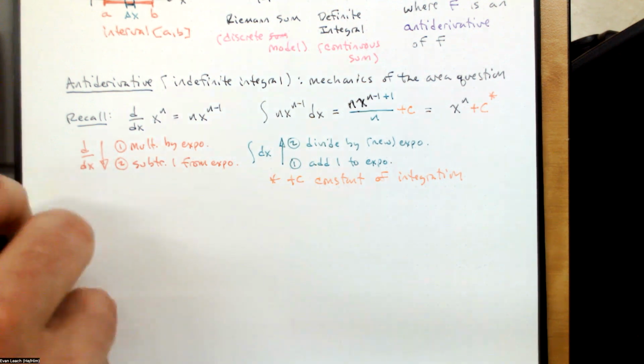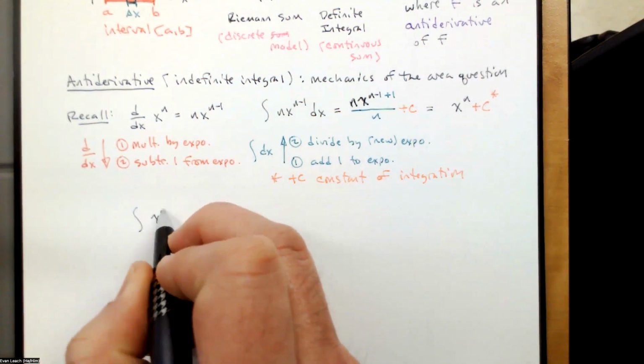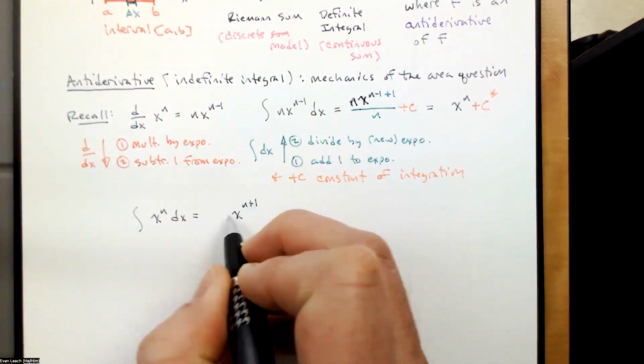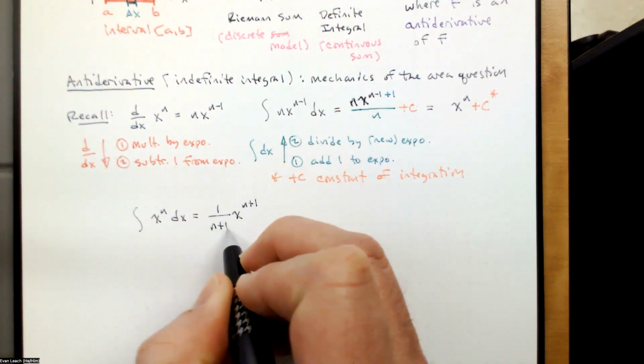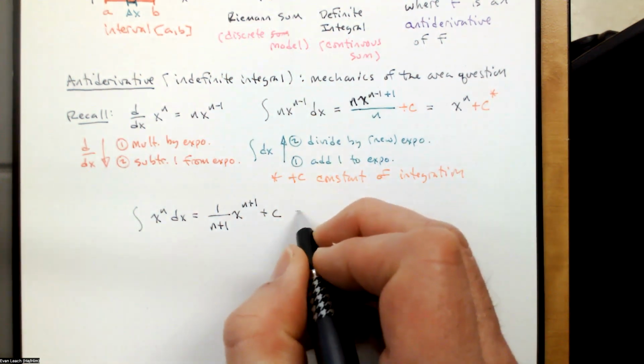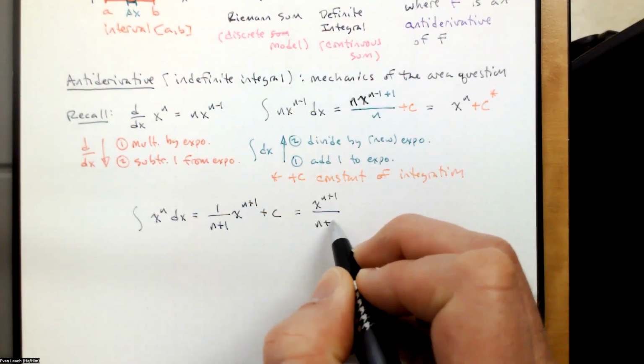In general, what we'll write is the integral of x to the n dx. We'll add 1 to the exponent and divide by the new exponent. We can write that as 1 over n plus 1, x to the n plus 1. Or some of you will prefer to write x to the n plus 1, add 1 to the exponent, and divide by the new exponent.